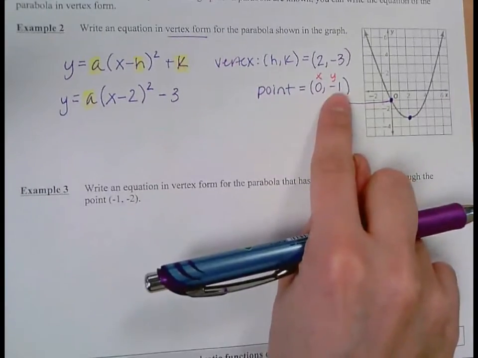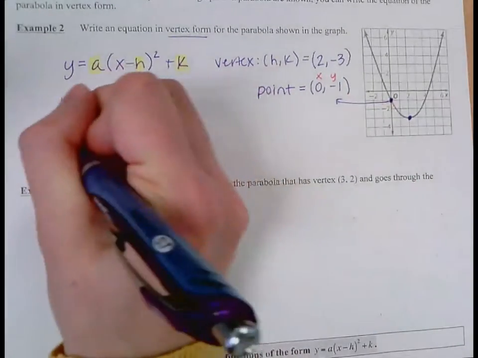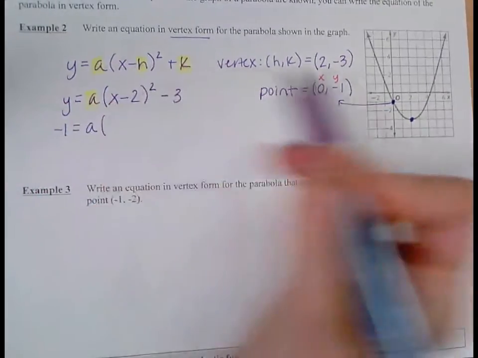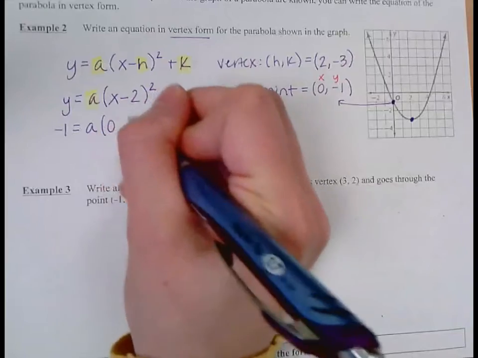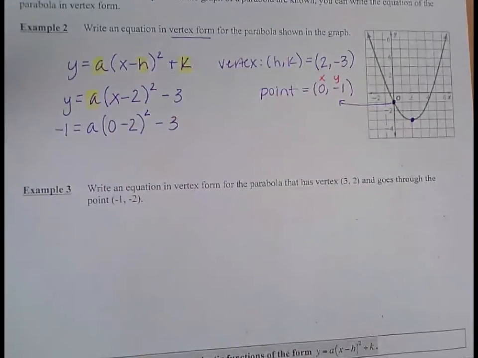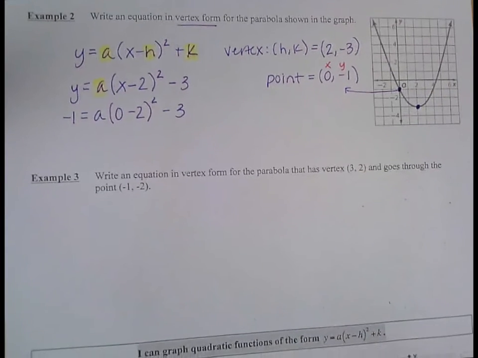So I can replace the y with -1. I'm going to keep A as A. Replace the x with 0. And then I have -2, quantity squared, -3 from my H and my K. But now notice A is the only variable, and you can then solve this for A.